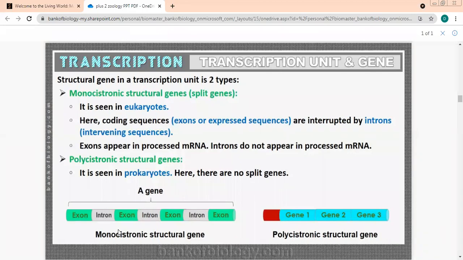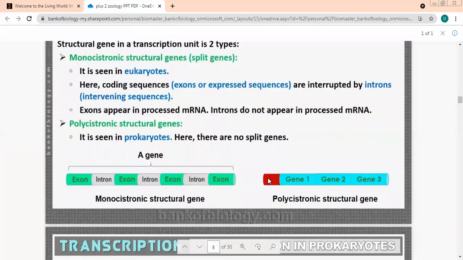Let us talk about polycistronic structural genes. They are found in prokaryotes. Here you will not find any kind of split genes. See, gene 1 followed by gene 2 followed by gene 3. Here you'll have gene 1, which is expressing. Here you have gene 2, gene 3, interrupted in the middle by introns, which could not express themselves. So this is a split gene. Monocistronic structural gene is called a split gene. And this is a polycistronic structural gene. Here we do not have split genes.